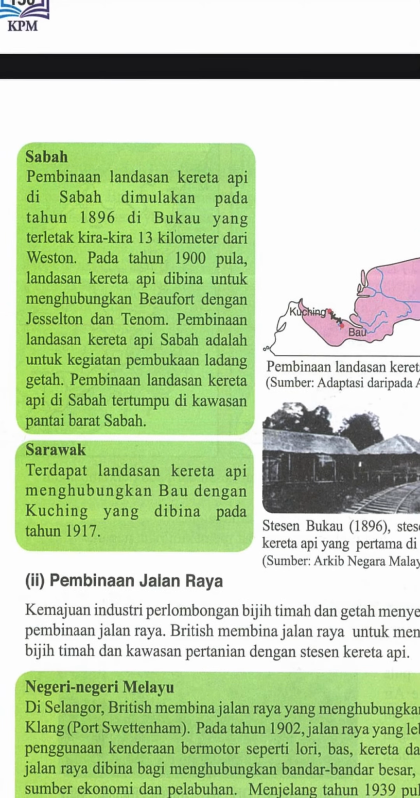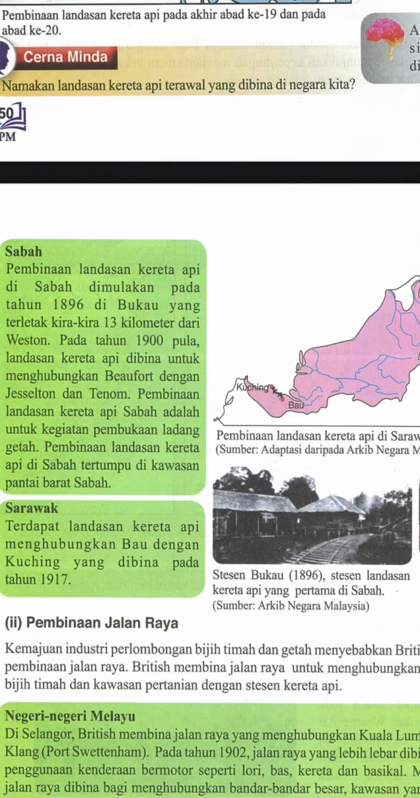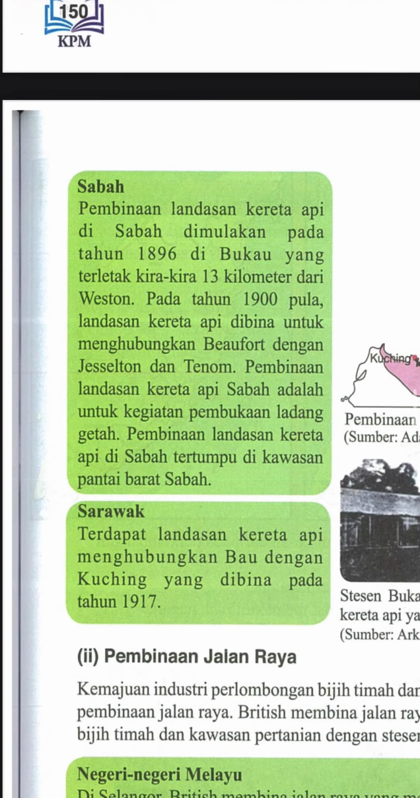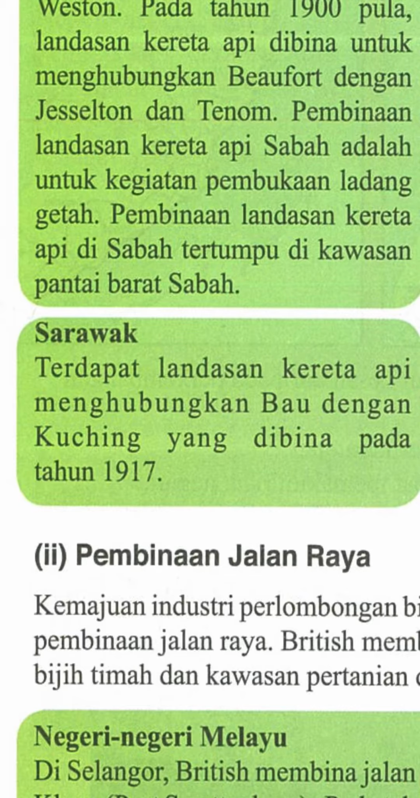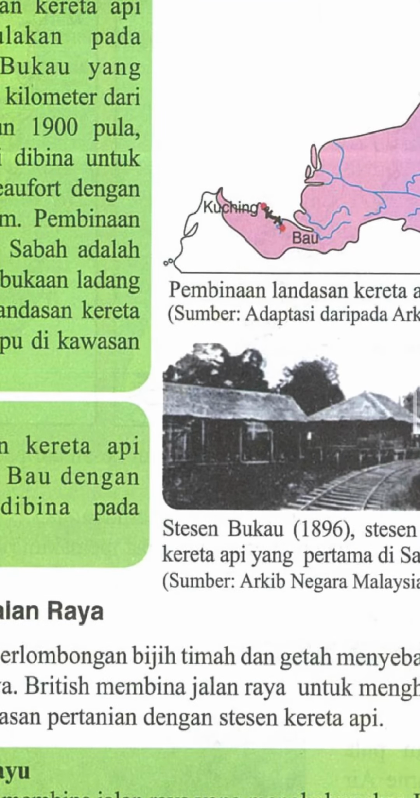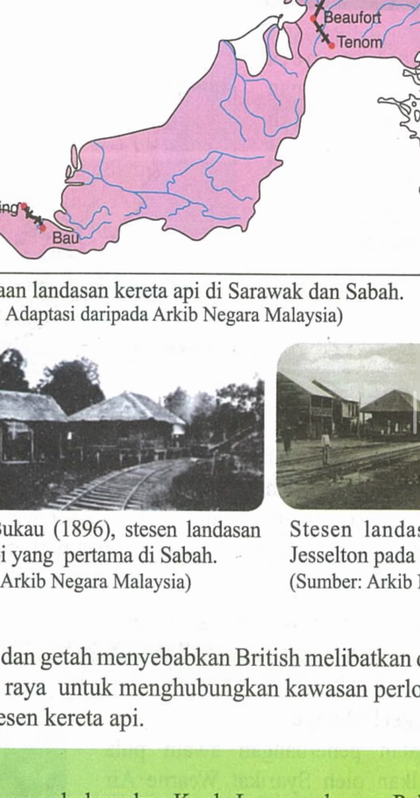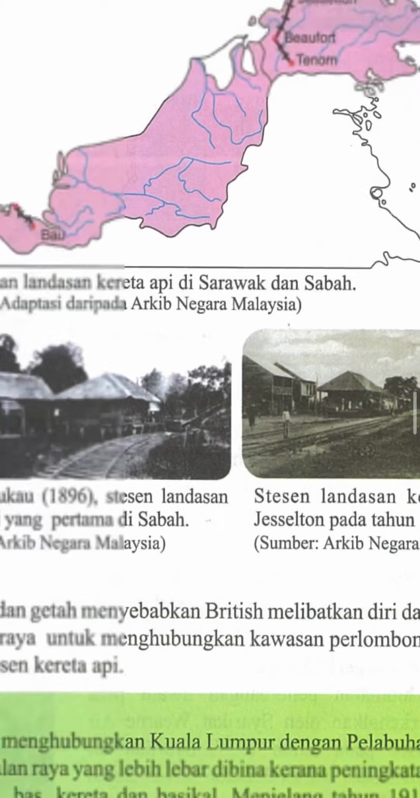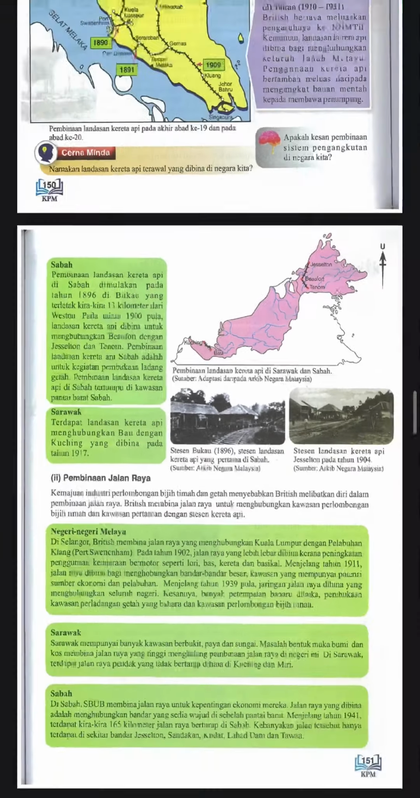Apa yang kamu dapat lihat di sini adalah di Sabah dulu, kita ada Jesselton, Beaufort, Tenom, sorry. Lepas tu Sarawak, satu landasan menghubungkan Bau dengan Kuching. Remember, Bau has to do with what? Perlombongan. Please read these towns. Jadi lepas tu yang tadi kita lihat tu adalah pembinaan kereta api.